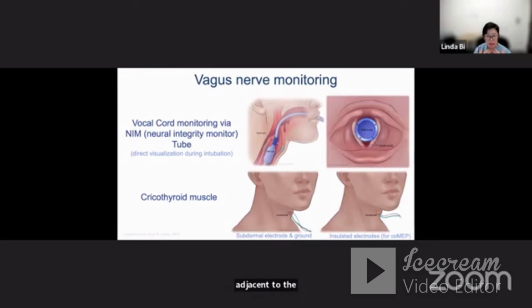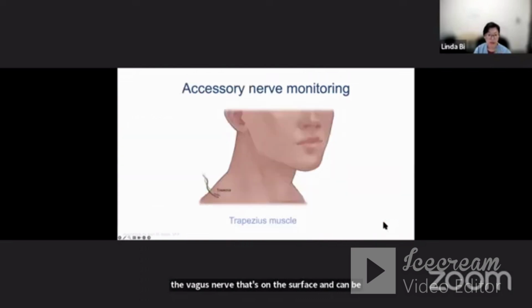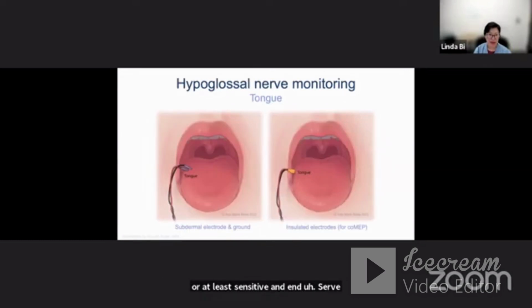In comparison to this embedded tube, the cricothyroid muscle is an easily accessible muscle that relates to the vagus nerve, is on the surface, and can be monitored either through subdermal electrodes or insulated electrodes, or just with palpation alone. The accessory nerve is also a very powerful nerve to monitor, not only because it's so easy to test for the reliability of the monitoring, because it's so easily seen, and any touch of the accessory nerve for anyone working in the jugular foramen will cause a shrug of the shoulder. So you can feel it in the operative field and know if your neuromonitoring is accurate, or at least sensitive, and it serves as a sanity check for the placement of electrodes and the monitoring modalities.